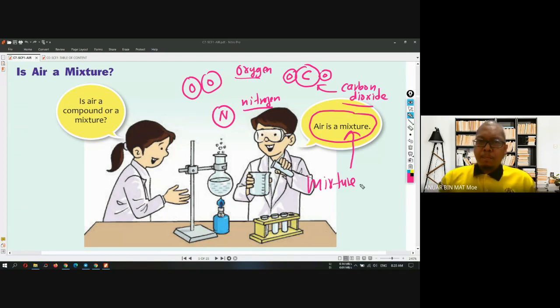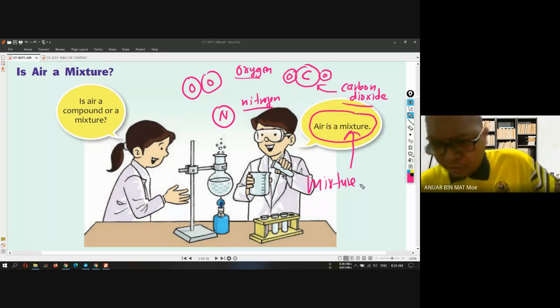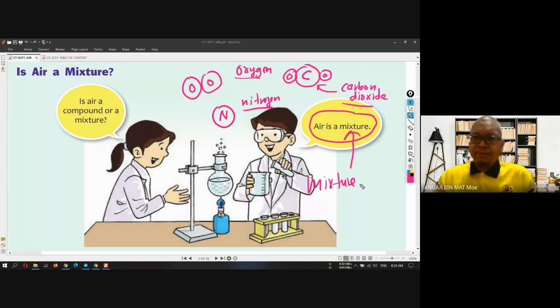All right. For example, when we breathe in, our lungs will absorb oxygen and then release carbon dioxide. So this is what we call air being a mixture. Can you understand this? Right, next one.